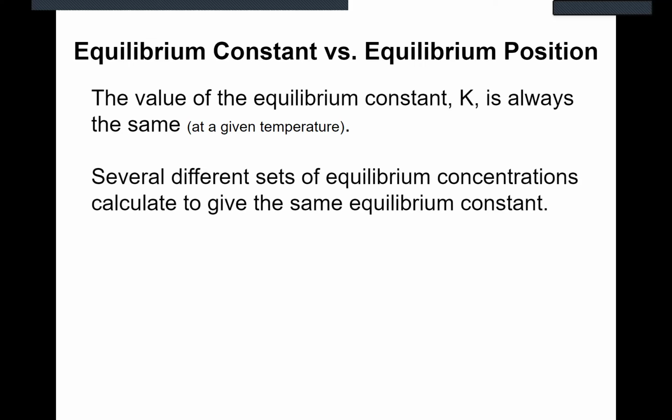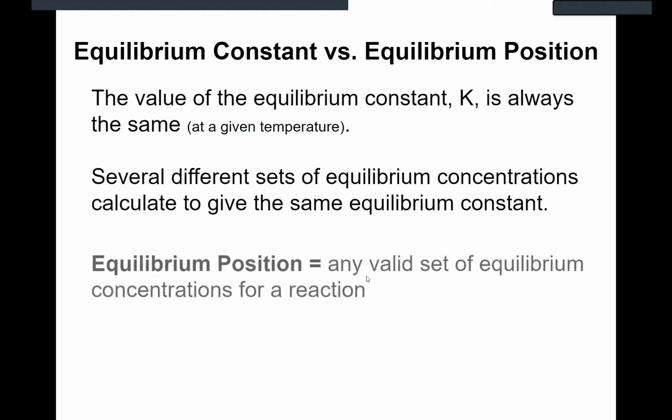We just calculated 2 of those equilibrium sets, different sets of equilibrium concentrations. We call those sets of concentrations that are valid for a reaction at equilibrium an equilibrium position. Any valid set of equilibrium concentrations for a given reaction. You can have multiple equilibrium positions, but you can only have one equilibrium constant, which is the numerical value for K, and it does not change.